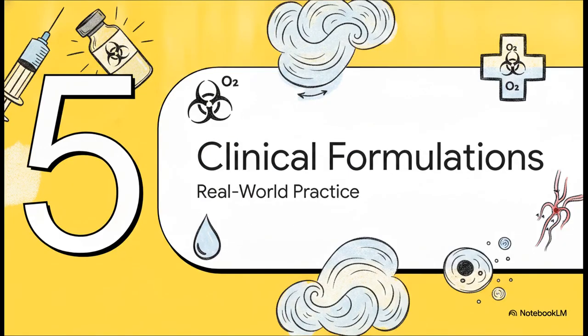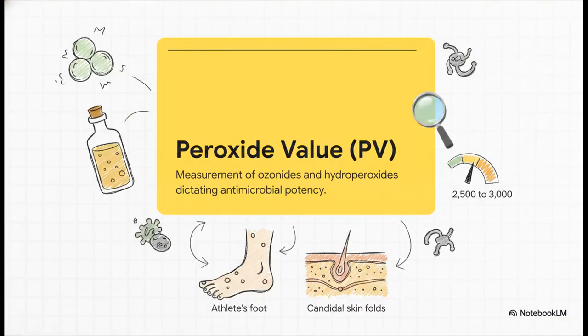Finally, let's wrap up with Part 5, Formulations in Clinical Practice. So because ozone gas is naturally unstable, in clinical practice, it's often stabilized into unsaturated vegetable oils. We measure the strength of these formulations by their peroxide value, or PV. The PV basically measures the concentration of those secondary messengers, the ozonides and hydroperoxides that get trapped in the oil.